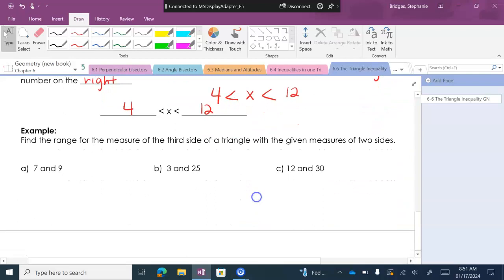All right, so try A, B, and C then. Subtract, get your smallest, put it on the left, less than x, less than add to get the biggest. Subtract to get the smallest, less than x, less than add to get the biggest. And that will give us our range of values for the length of that third side.